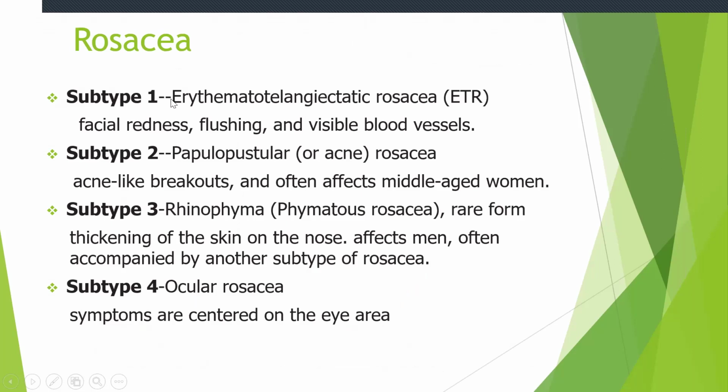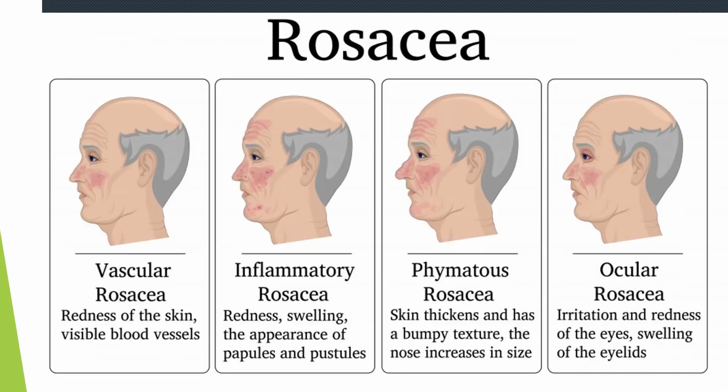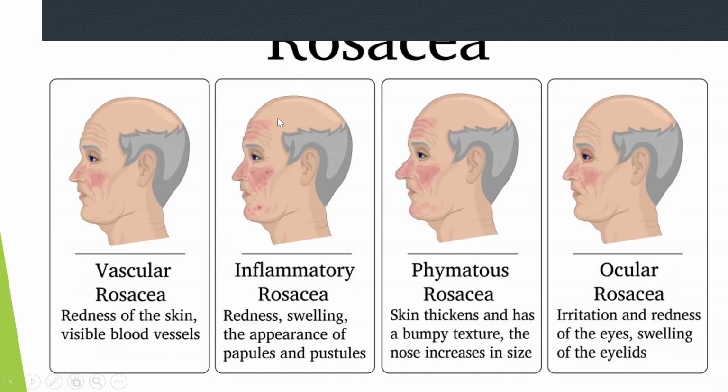The type 1, subtype 1 is erythematous, which means it causes the red nose, and the papulopustular rosacea. Okay, looks like acne, but it's not. And type 3 is called rhinophyma. Yeah. And the last one is ocular, which means that your eye area is involved. Okay, so that's another photo for those 4 different types of rosacea.